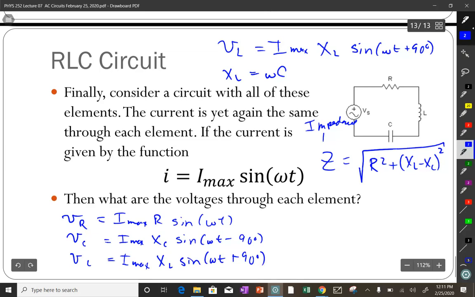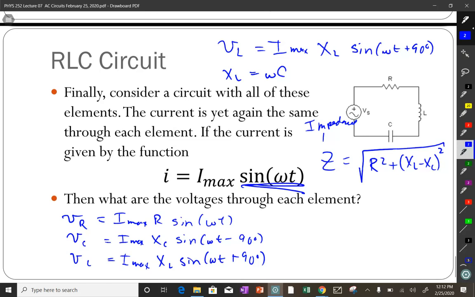Why is the voltage across the resistor I max R sine omega t instead of just IR? Well, it is IR, but I is a function of sine omega t. So I plugged in I equal to I max sine omega t. Okay, so those are the voltages as a function of time for each one.